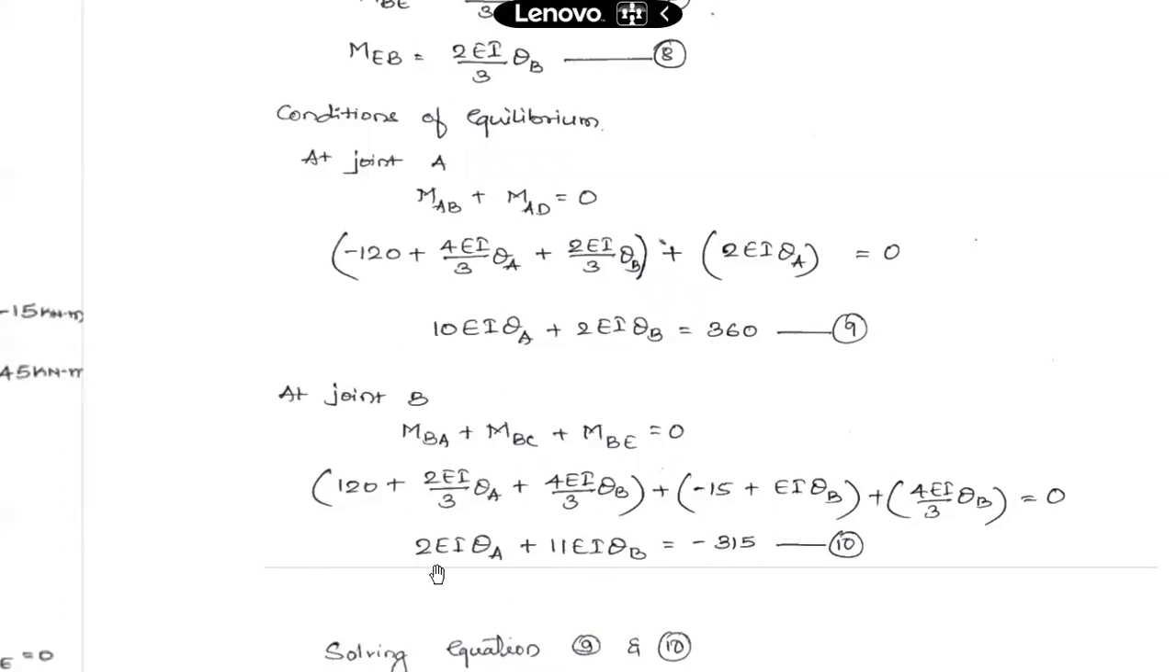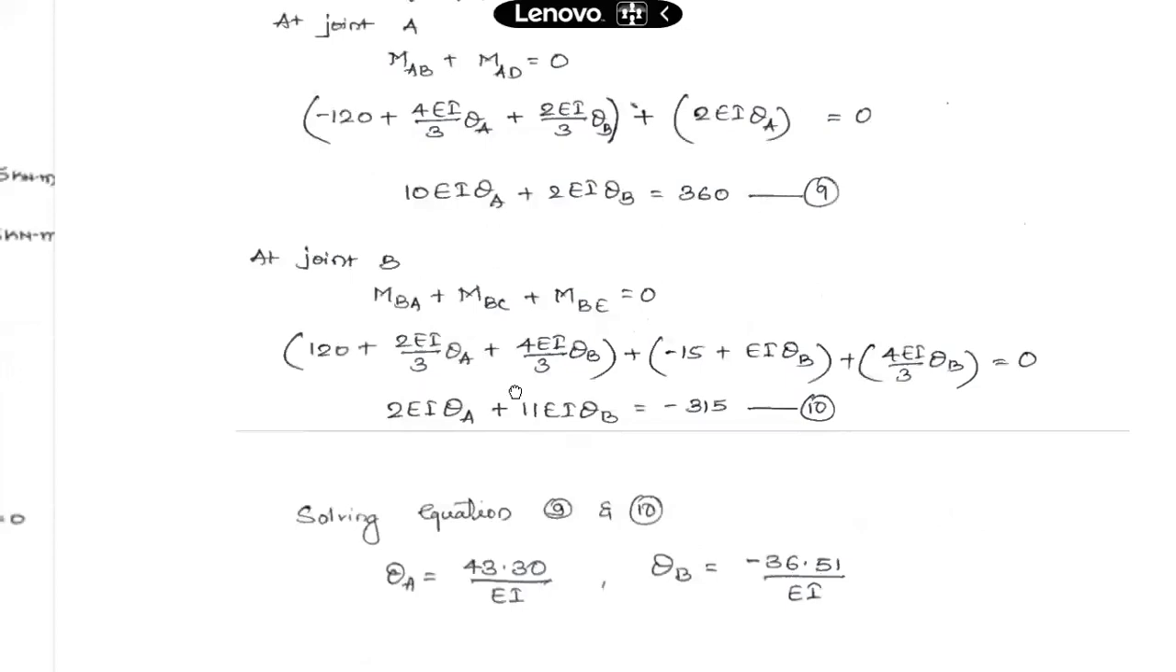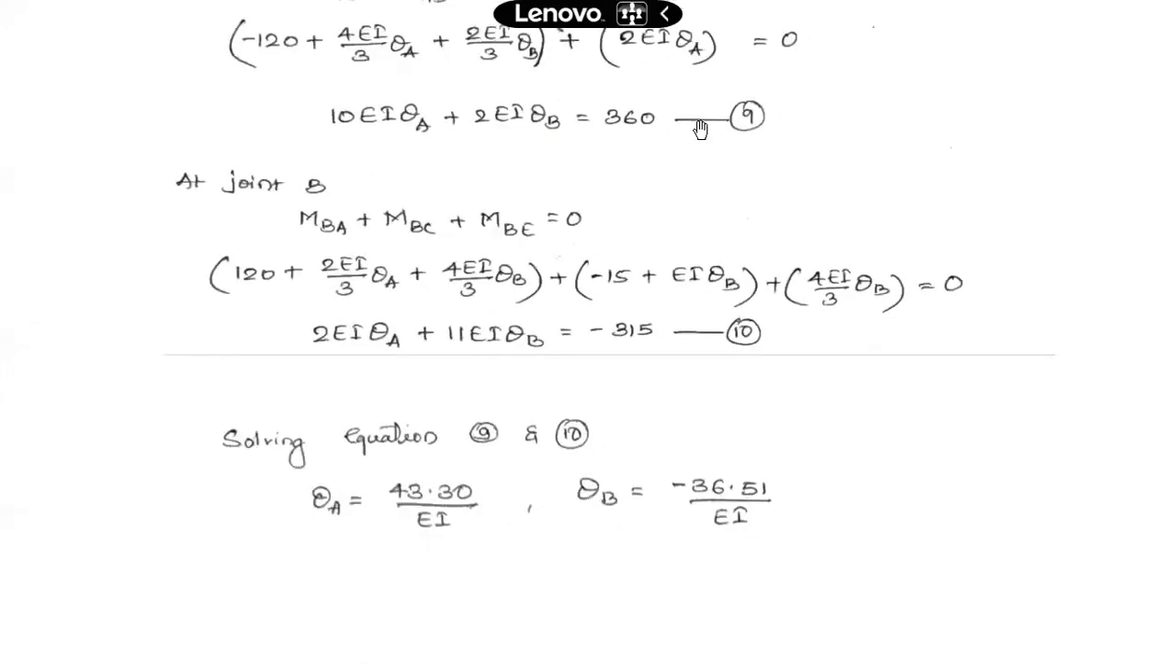Okay, so 2 times theta A plus 11EI theta B is equal to minus 315. Just rearrange the terms: known terms on one side, unknown terms on the other side. That has been taken over here. And after this, finally, what we go for is solving these two equations which we get from the condition of equilibrium. So when I solve them, theta A is 43.30 over EI, that is the value of theta A, clockwise rotation.